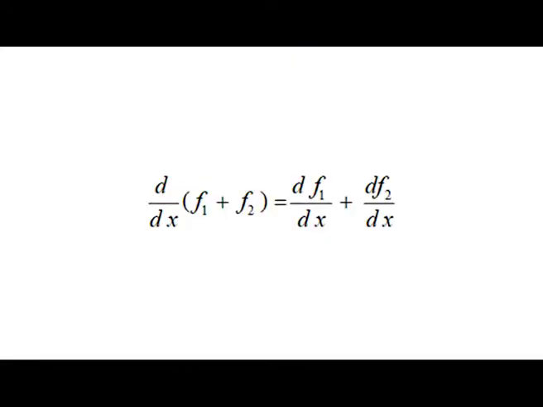By the sum rule, we have d/dx of f1 + f2 equals df1/dx + df2/dx. Hence, the statement is true for n = n₀ = 2. This is step 1 of the induction proof. Step 2 is to show that if the statement is true for any positive integer n = k, where k is greater than or equal to 2, then it is also true for n = k+1.